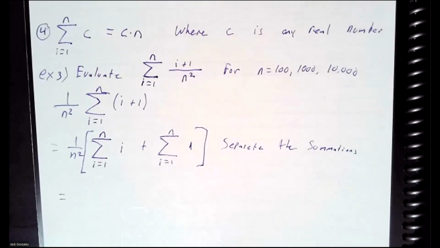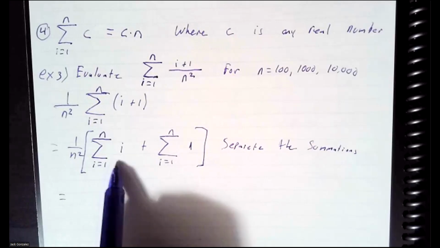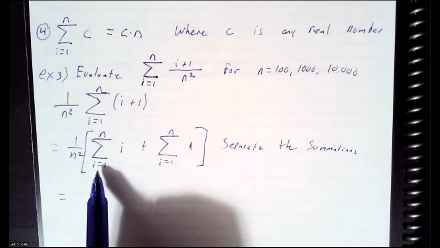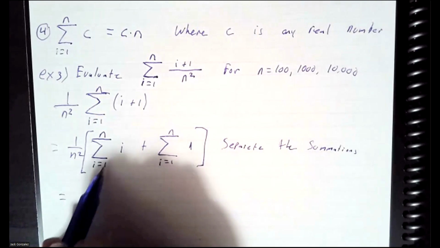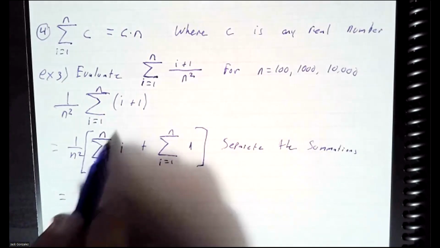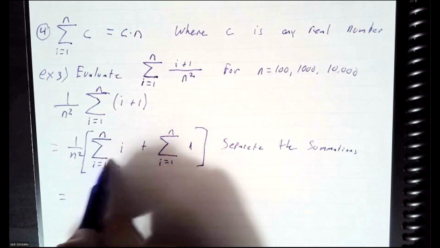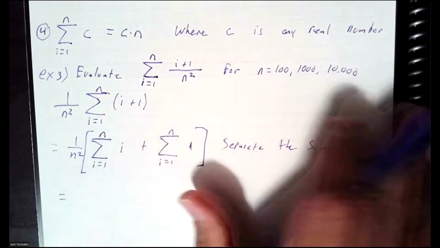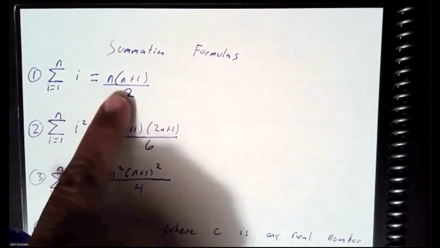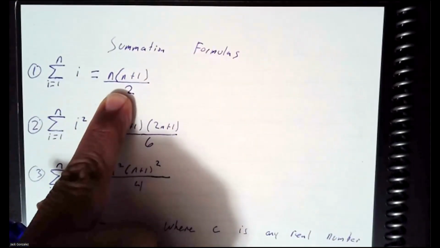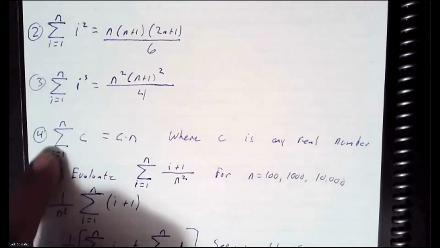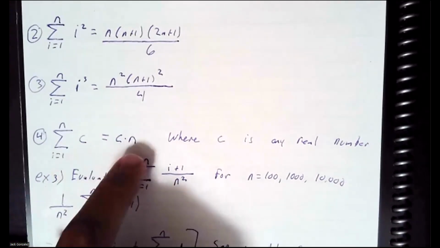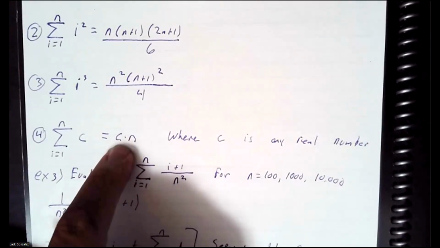Anyway, so now that you have this form, use the formula. Formula number 1 says we have the sum from 1 to n of i. This is equal to n times n plus 1 over 2, right? Replace it with this. Then, if you have a constant summation, it's just going to be that constant added up n times, so it'll just be n times c, or cn.